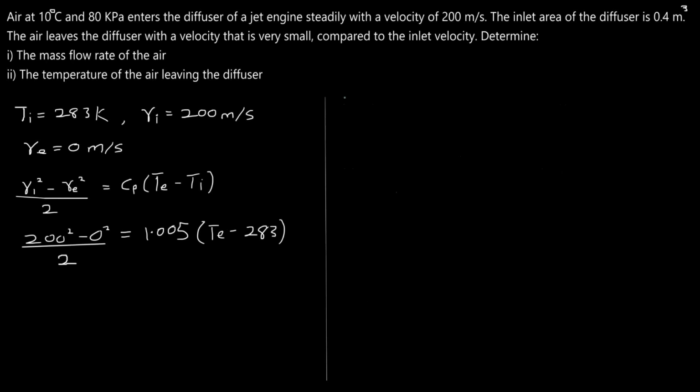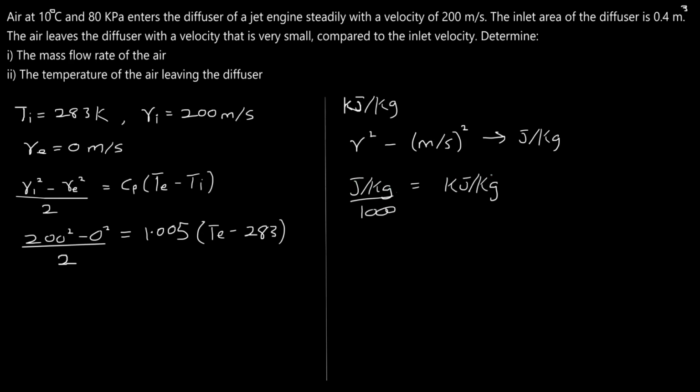The unit of each term in our energy equation is typically given in kilojoules per kg, but for the velocity terms, we're squaring the meters per second unit. And from dimensional analysis, this corresponds to the joule per kg unit. So to convert this to kilojoules per kg, we divide by 1000. From this, we obtain the exit temperature as 303 Kelvin or 30 degrees Celsius.